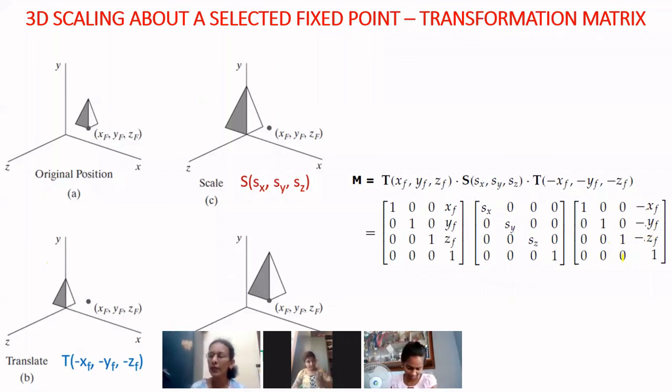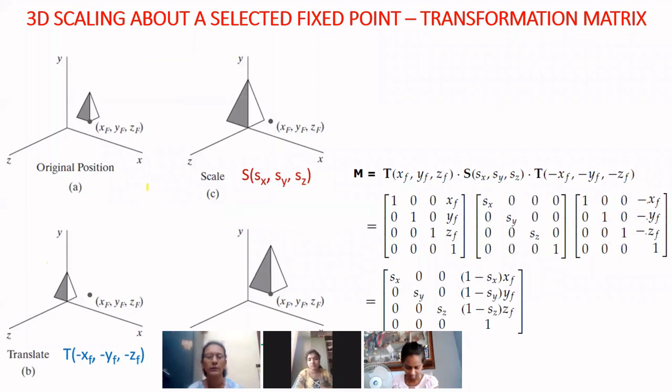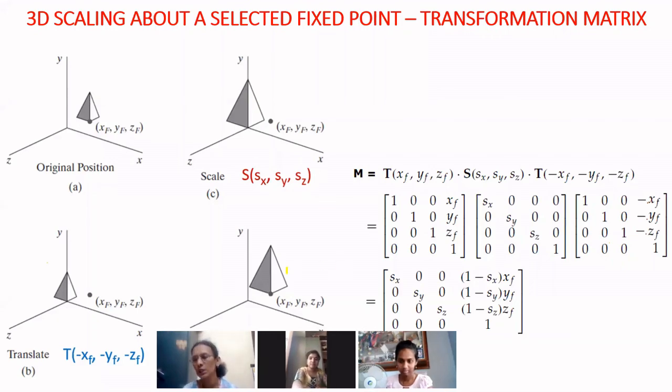When you multiply these matrices, what you get is this one: Sx 0 0 (1 minus Sx) times Xf, 0 Sy 0 (1 minus Sy) times Yf, 0 0 Sz (1 minus Sz) times Zf, 0 0 0 1. When you multiply these three matrices, this is what we get.